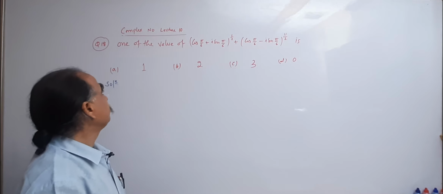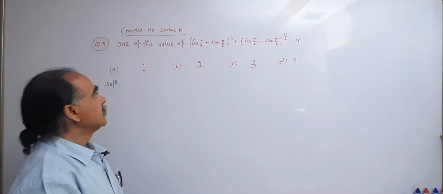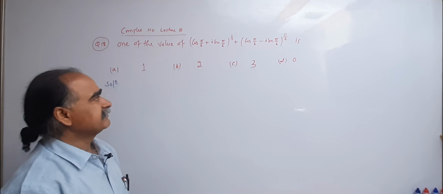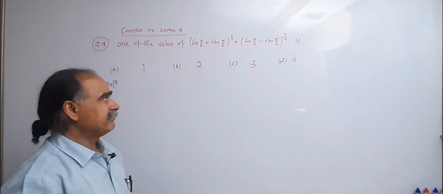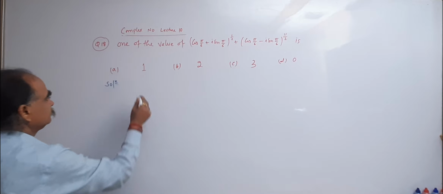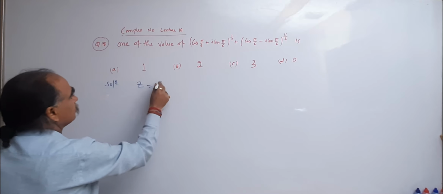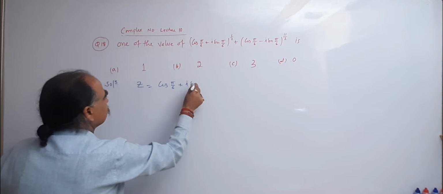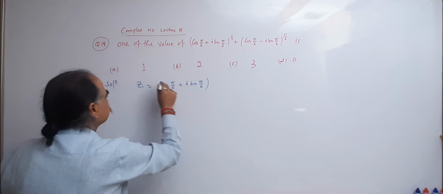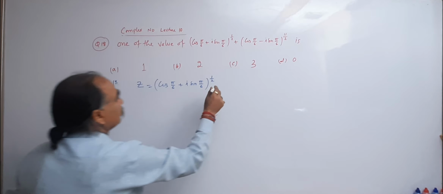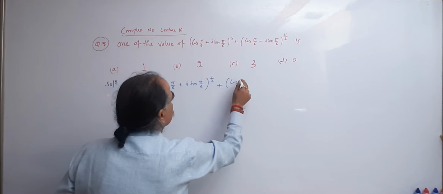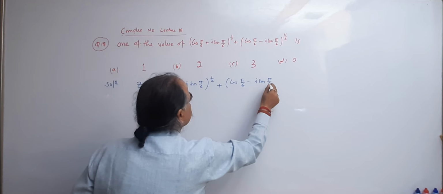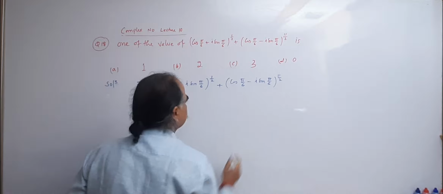Okay friends, one of the values of (cos pi by 6 plus i sin pi by 6) raised to half plus (cos pi by 6 minus i sin pi by 6) raised to 11 by 2 is: Z is (cos pi by 6 plus i sin pi by 6) raised to half plus (cos pi by 6 minus i sin pi by 6) raised to 11 by 2.